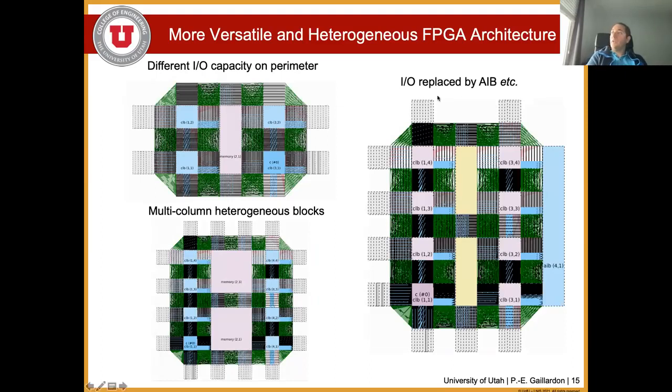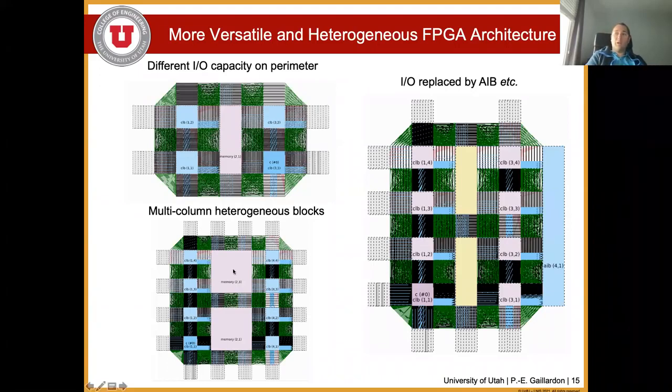For example, in this example, we are fully replacing I/O pins on the side of an FPGA fabric with a chiplet interface using the AIB standard. One could imagine putting PCI Express hard blocks, hard macros. All of that is doable in an automated way with OpenFPGA.